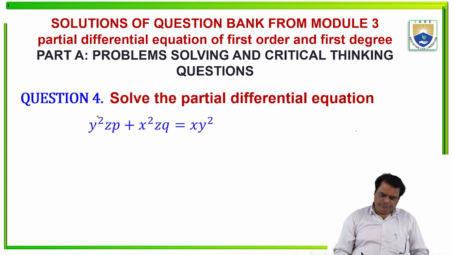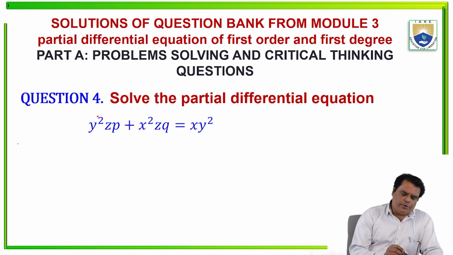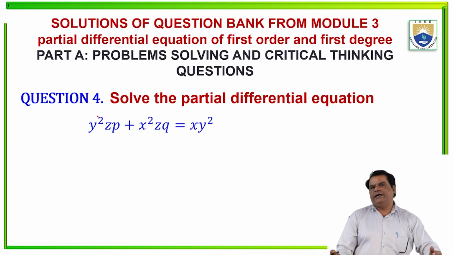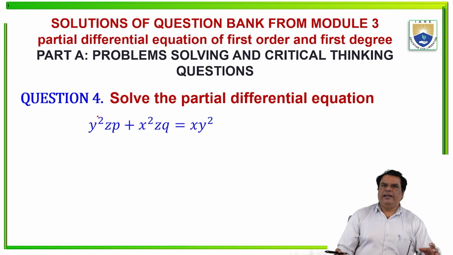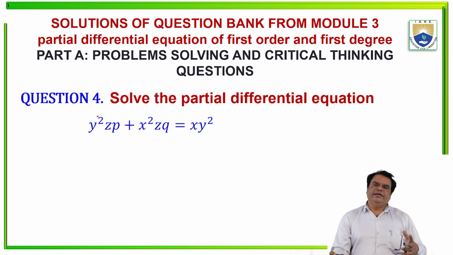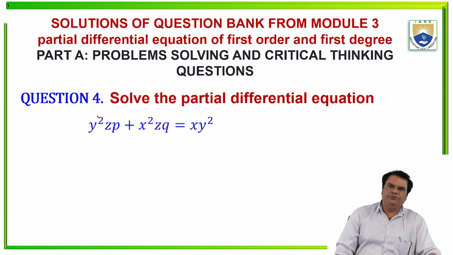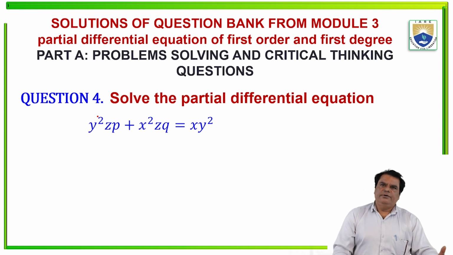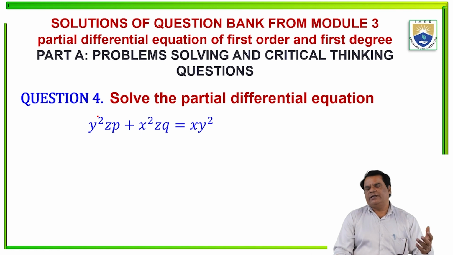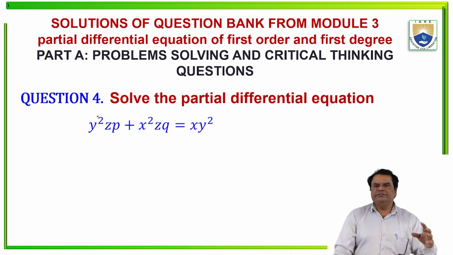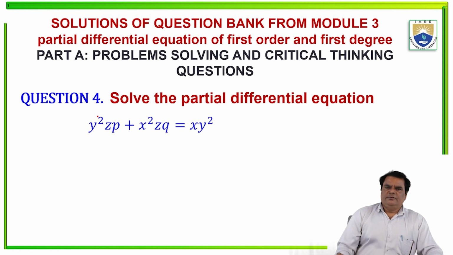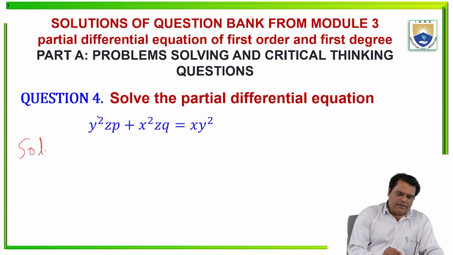Now, next solution, problem 4. Solve the partial differential equation. This is the first order and first degree Lagrange differential equation. So all problems are based on Lagrange first order and first degree partial differential equation. Problem 2, problem 3, problem 4 are based on linear partial differential equation of first order and first degree. So this is in our given syllabus. So here is the solution, this is the last problem.